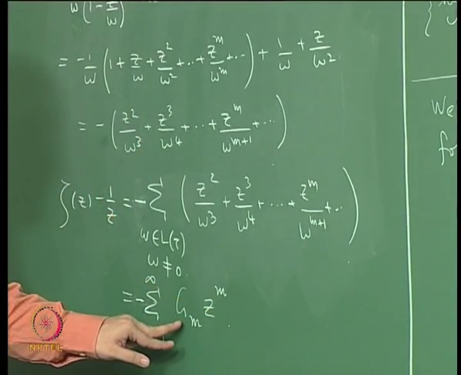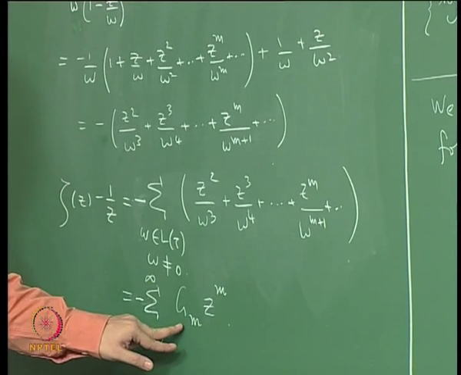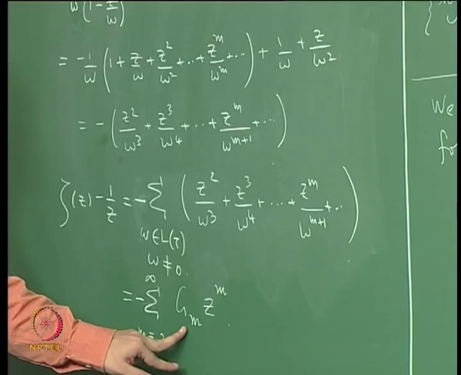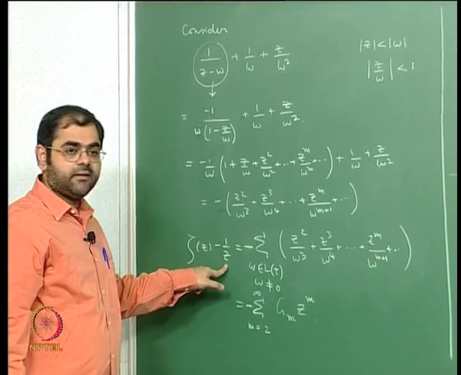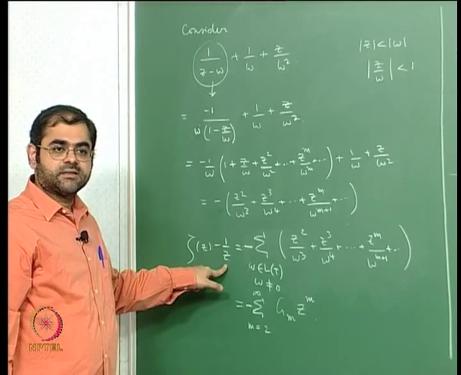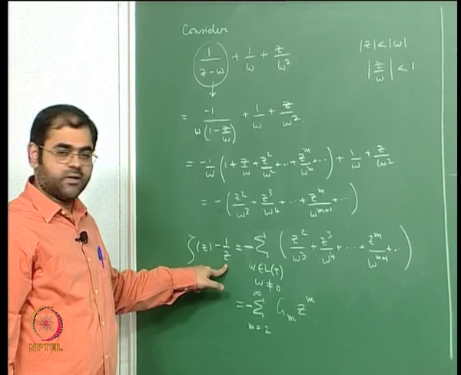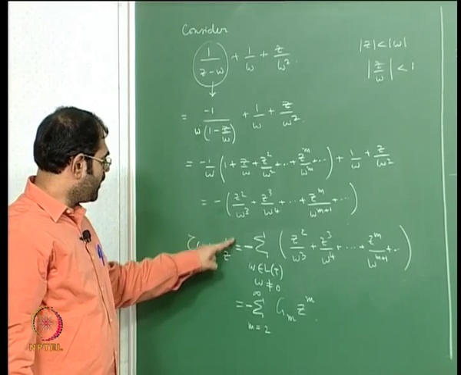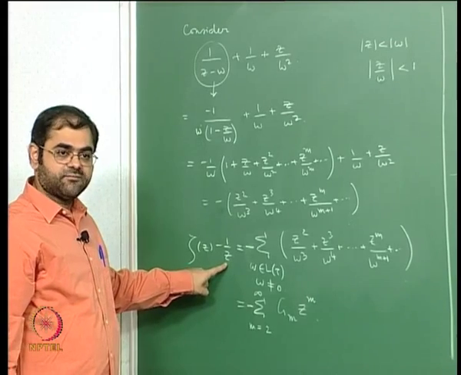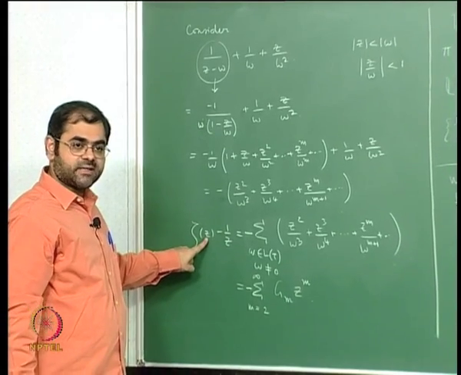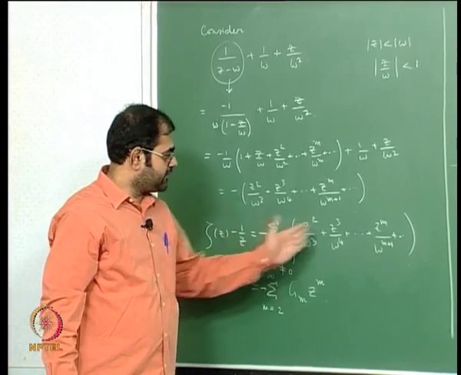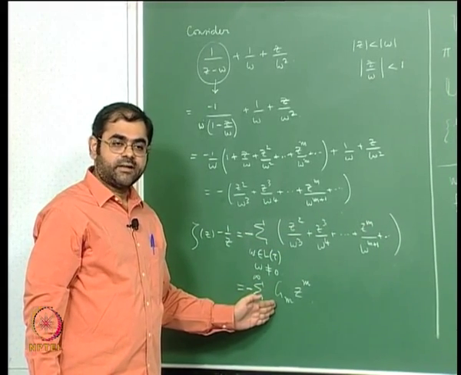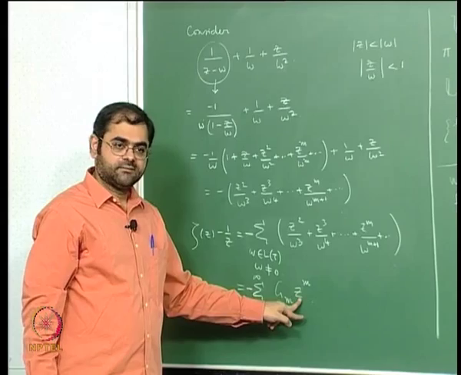I just want to say that here only odd m will survive, even m will not survive, because the quantity on the left side is odd. If I change z to minus z, I can pull out a minus sign from here, and I can also pull out a minus sign from here. So when I expand it as a power series, I should have only odd powers of z.